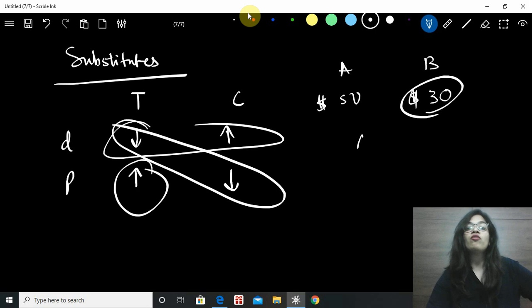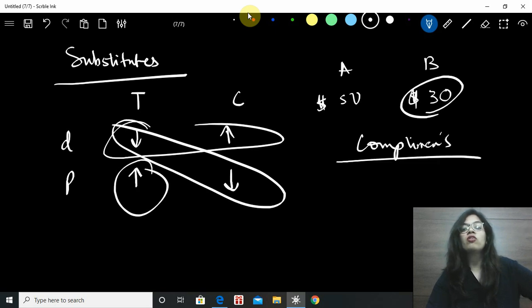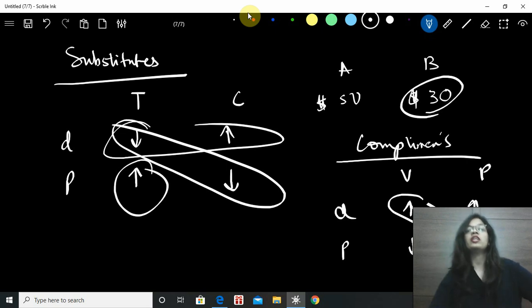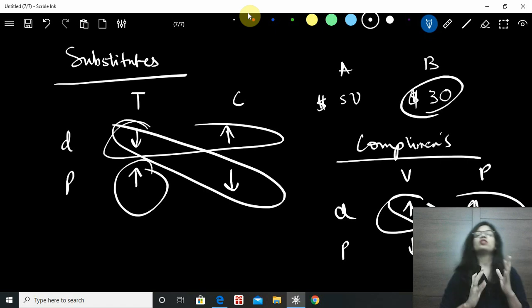Now when we talk of complements though, these are joint goods, they cannot function without each other. For example, if you take vehicles and petrol, so if the demand for vehicles increases, so does the demand of petrol increase, and the same thing goes for price, then the price will decrease. So here it's opposite, that the demand and price of complements, they go in the opposite direction, and both the demands go in the same direction. This is substitutes and complements.